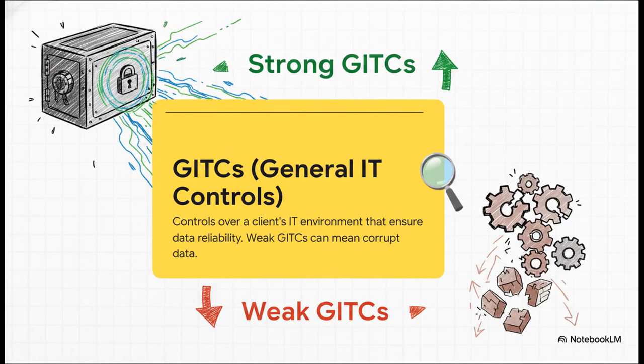And that's exactly why we look at GITCs. That's General IT Controls. Just think of them as the security guards for your client's entire IT system. If their controls are weak, well, that means pretty much anyone could go in and mess with the data without leaving a trace. And if that's the case, you just can't trust anything coming out of that system. Strong GITCs, that means you can actually trust the data.